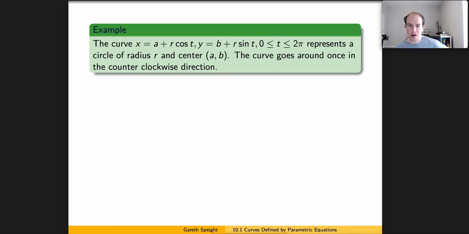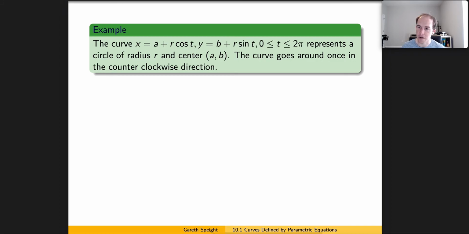So in general, the curve x equals a plus r cosine t, y equals b plus r sine t represents a circle with center a, b, and radius r. For instance, if you wanted to confirm this, then you could solve for cosine t and sine t. You would get cosine t as x minus a divided by r, sine t as y minus b divided by r. And then we do cosine squared t plus sine squared t equals 1, because sine squared plus cosine squared is always equal to 1.